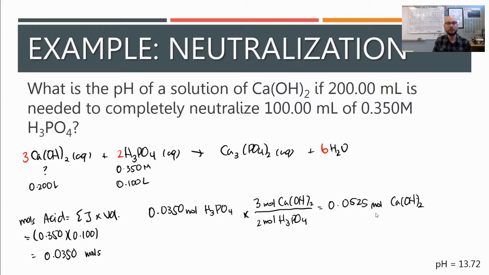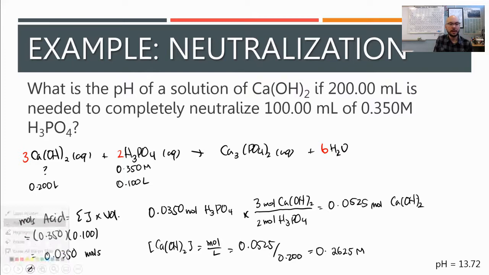That gets us a little bit closer, but we're looking for the concentration. So the concentration of Ca(OH)2 is equal to the moles divided by the volume. So in this case, 0.0525 divided by 0.200. 0.0525 divided by 0.2 equals 0.2625 molarity. Okay, so we're not done because it's asking for the pH.